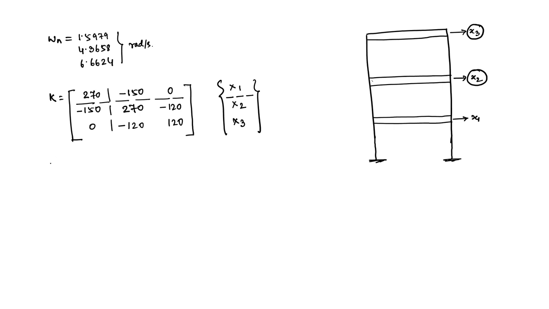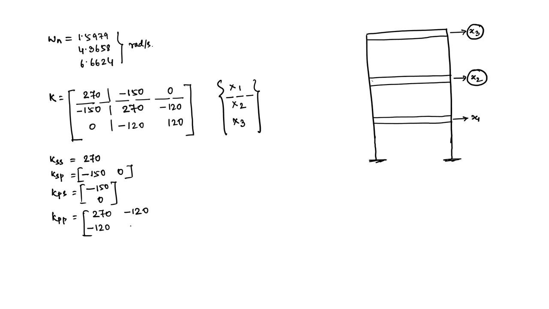So, we can now identify KSS is equal to 270. KSP is equal to -150, 0. KPS is equal to -150, 0. And then KPP is equal to 270, -120, -120, and then 120.